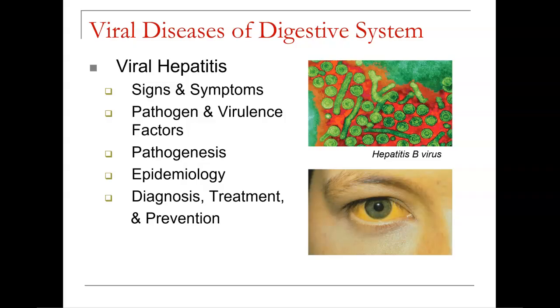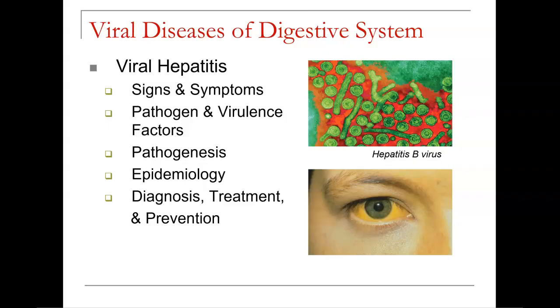Viral hepatitis will cause jaundice, dark urine, abdominal pain, distension, nausea, vomiting, weight loss, fatigue, fever, and liver damage. Now, abdominal distension means it's going to distort or extend, causing the stomach to bloat. The pathogens will be quite a few: hepatitis virus A, B, C, hepatitis delta virus, and hepatitis E virus.